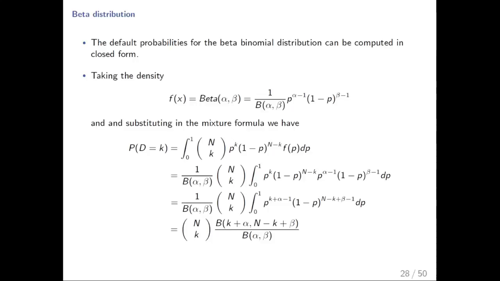Okay? So there is our analytical result. So the probability of observing this number of defaults is just given by this number, which is a product of the binomial coefficient and this additional beta function normalized by this number, which just makes sure the distribution sums to 1.